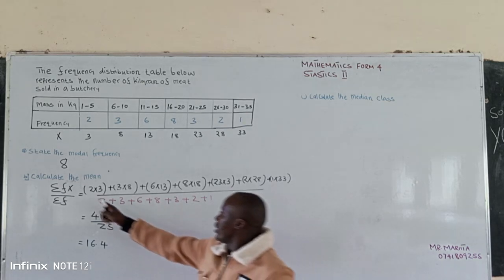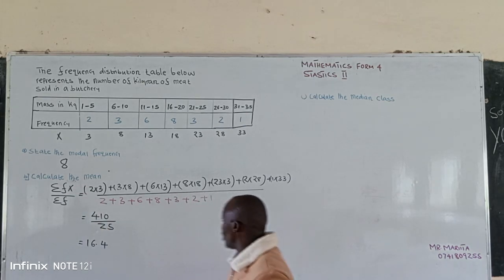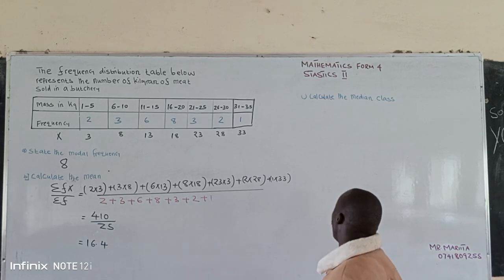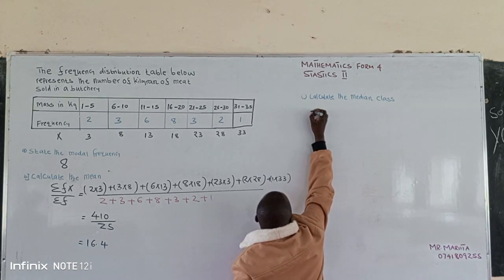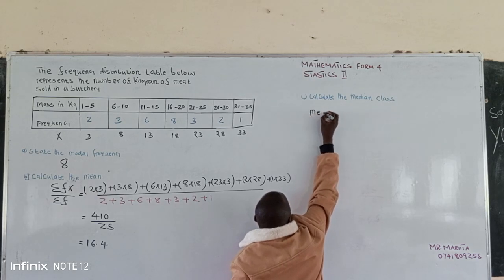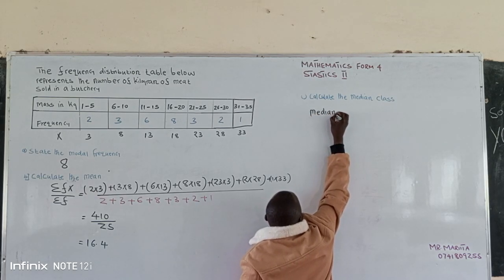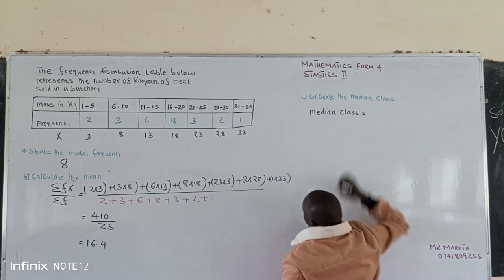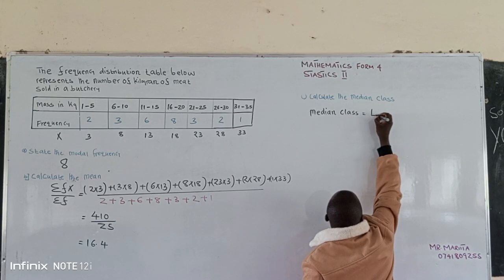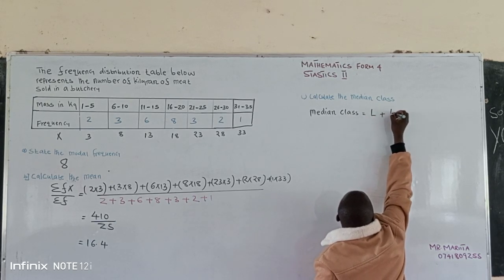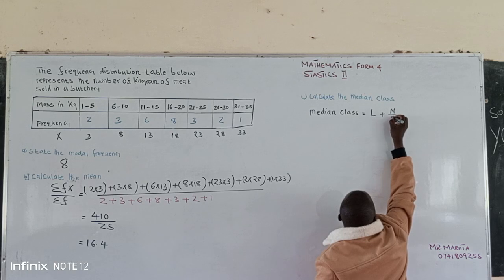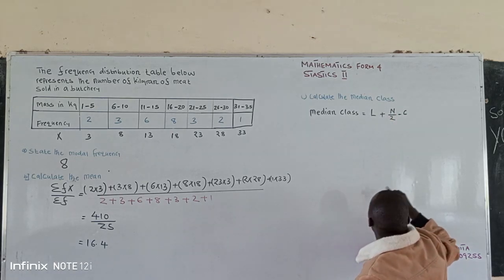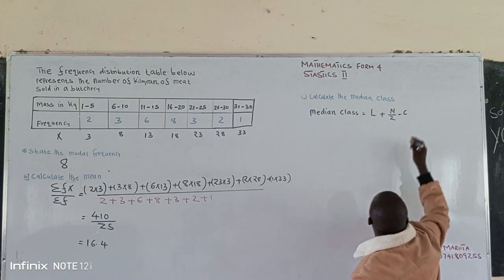The mean is the summation of fx over the summation of f. Then we are supposed to calculate the median class. The median class is given by the lower class limit plus the number of items divided by 2 minus the cumulative frequency. This is the cumulative frequency above the median class.